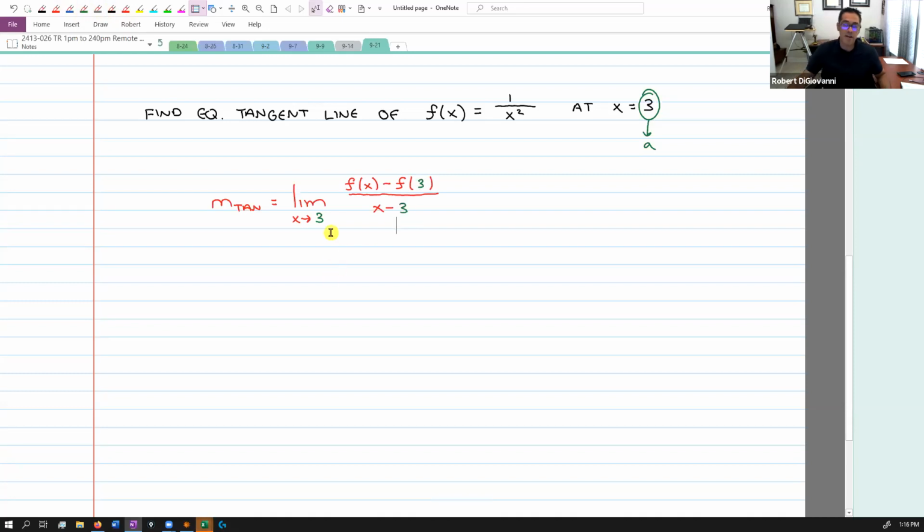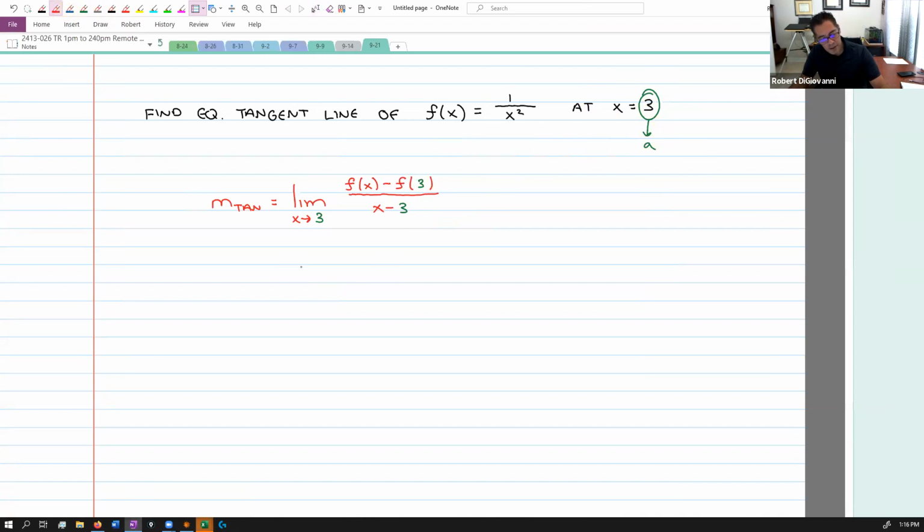That way you realize that everything in red is the generic formula. The 3 is what has to be given to us in the problem. We have to know what point we're looking at, right? Because if you're at a different point on the curve, you're going to have a different tangent line. So everything is dictated by this A.